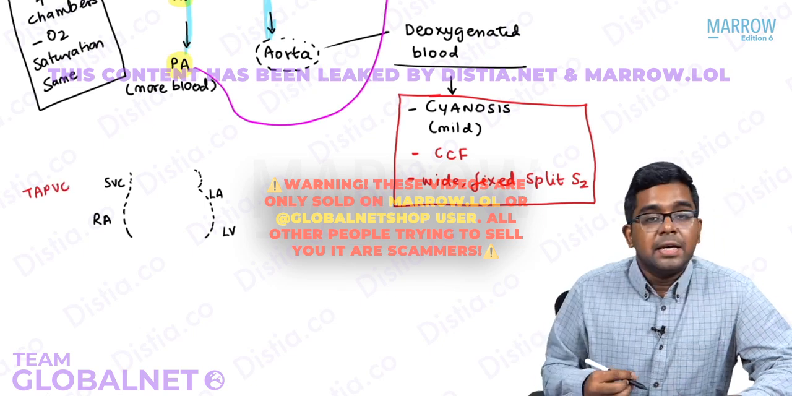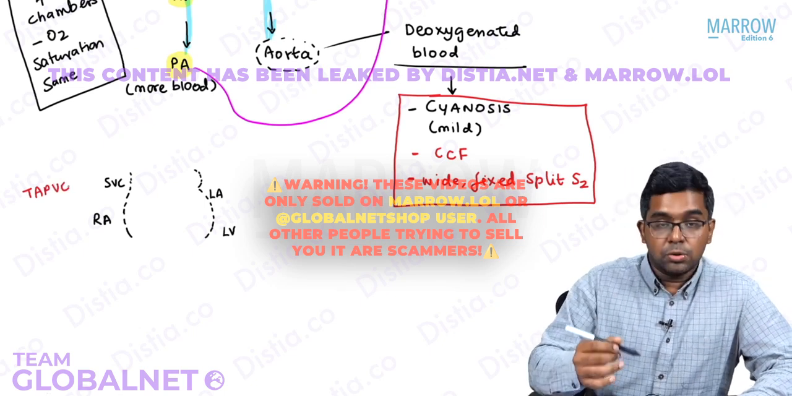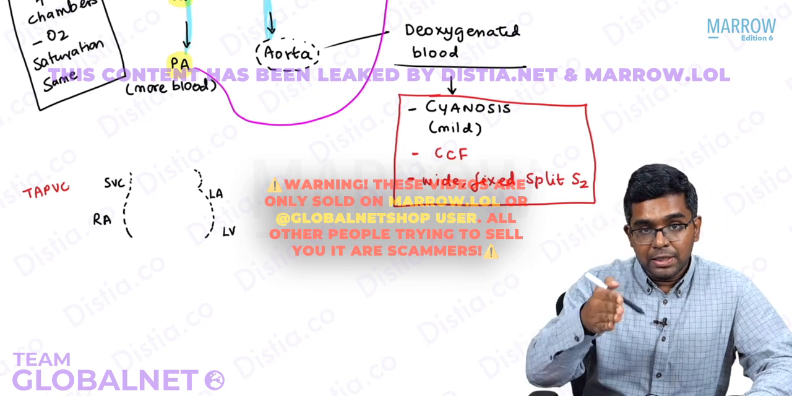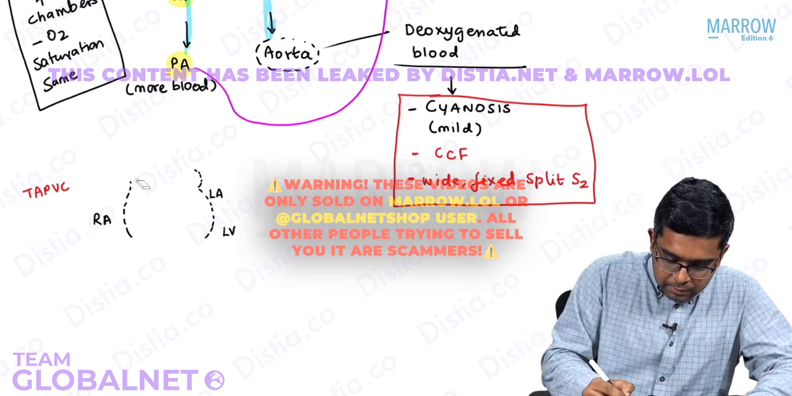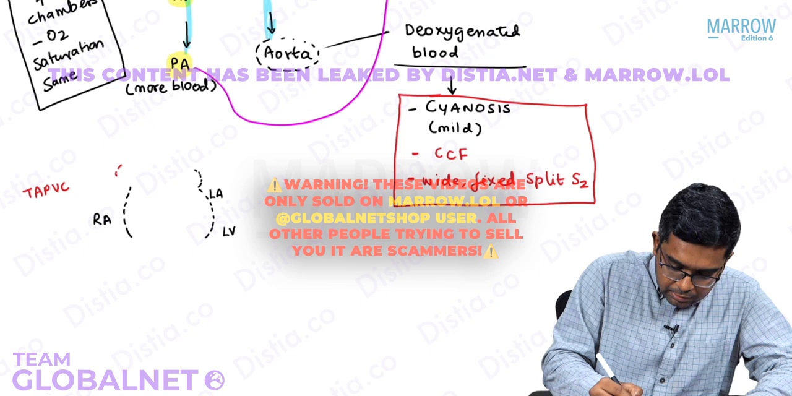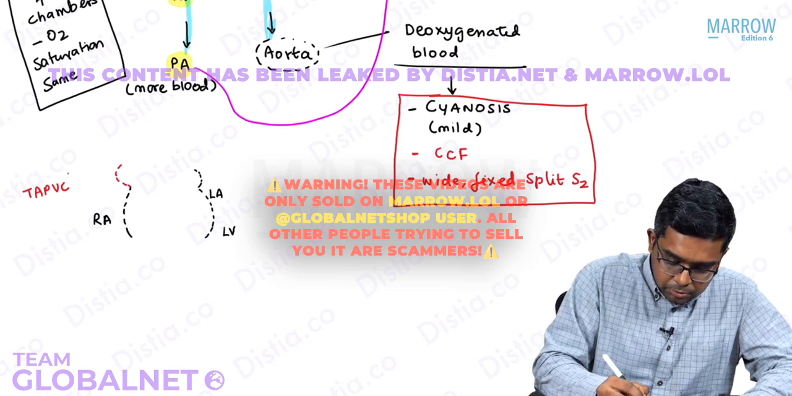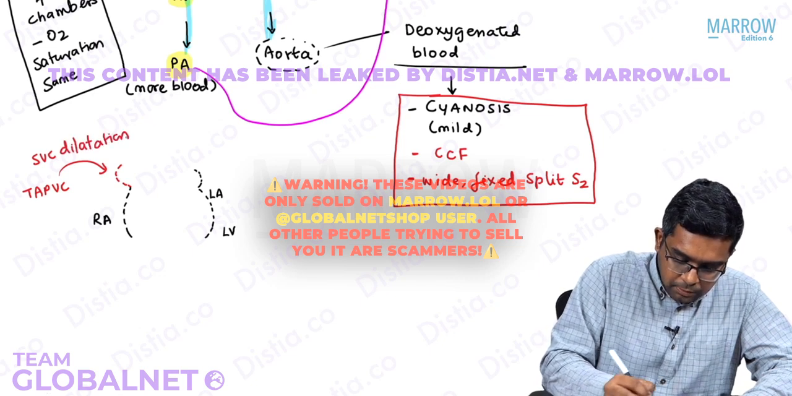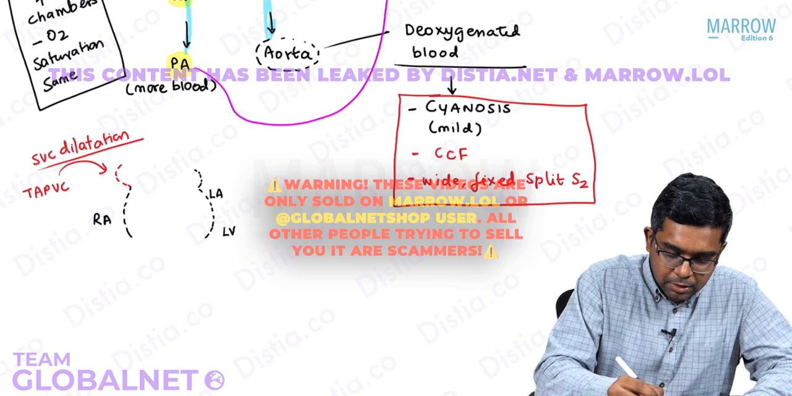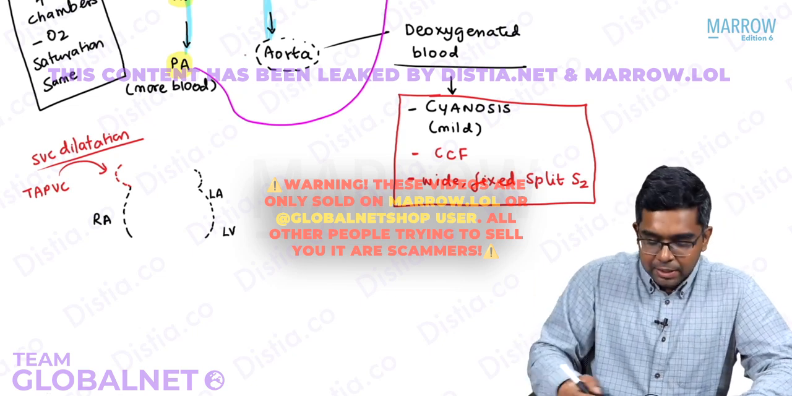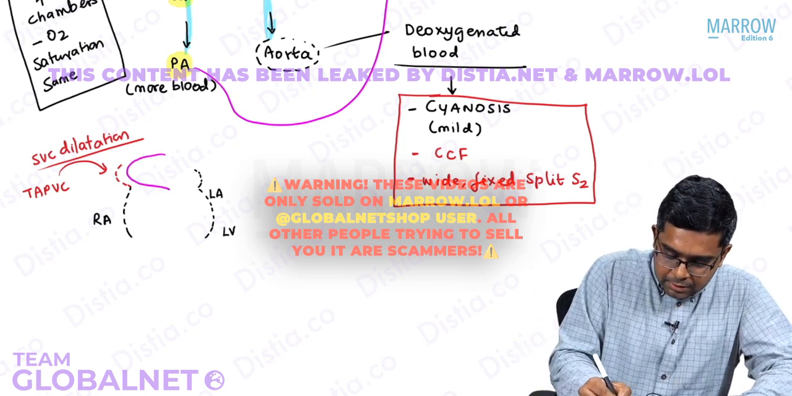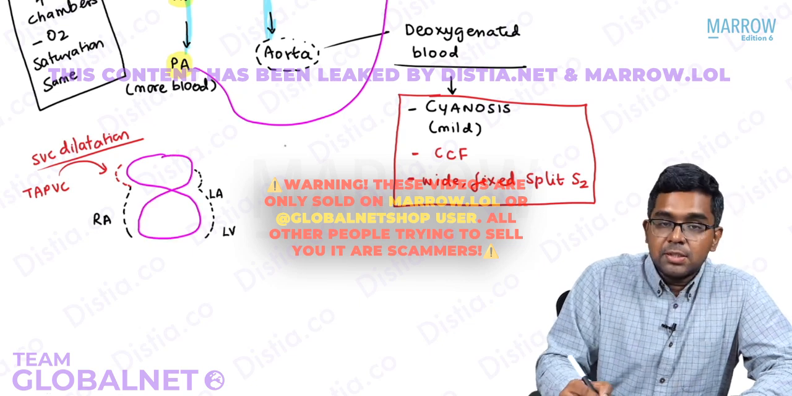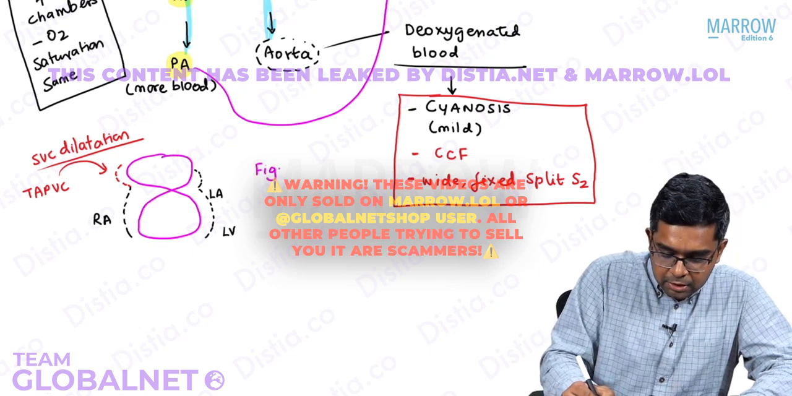Now in TAPVC, what is going to happen? I told you the SVC is undergoing dilatation. So that border will not be straight like this. It would be a little bit distended like this. Why? Due to SVC dilatation. Okay. So how does it look? What number does it look like? It looks like the number 8. Can you notice that? So this is called a figure of 8 appearance.